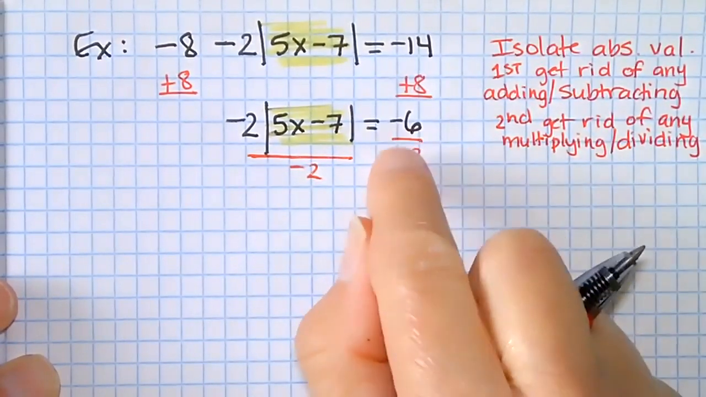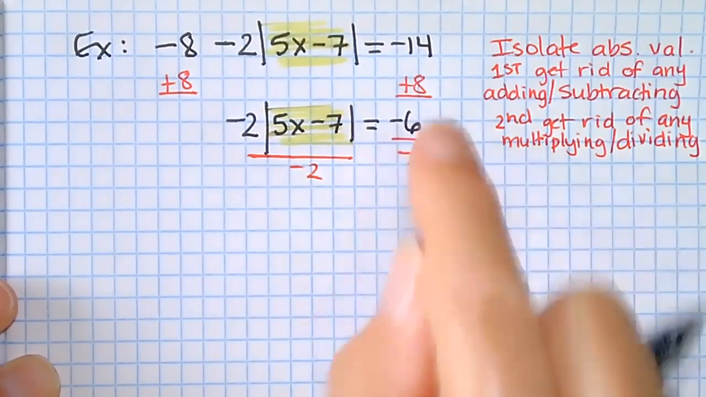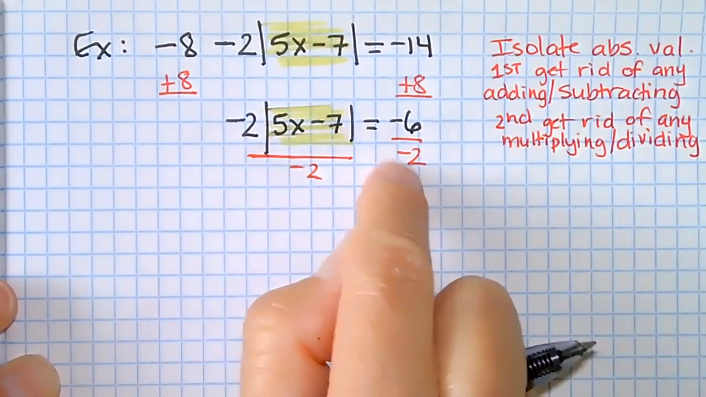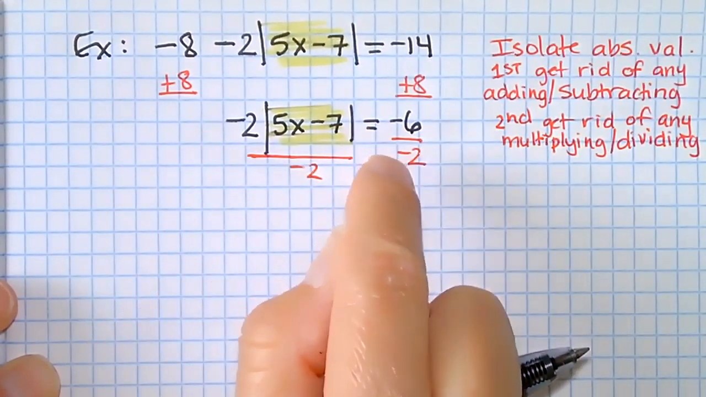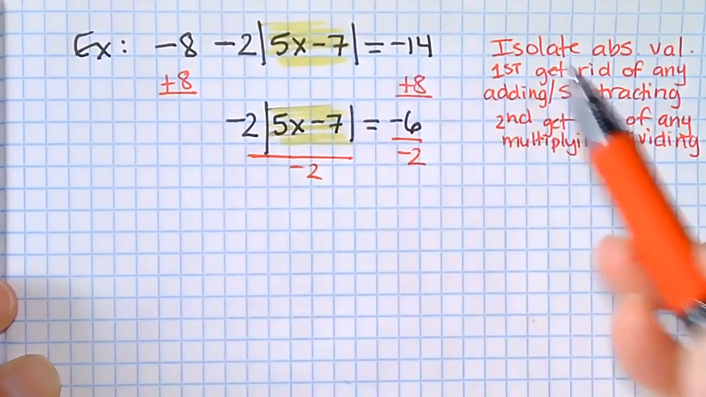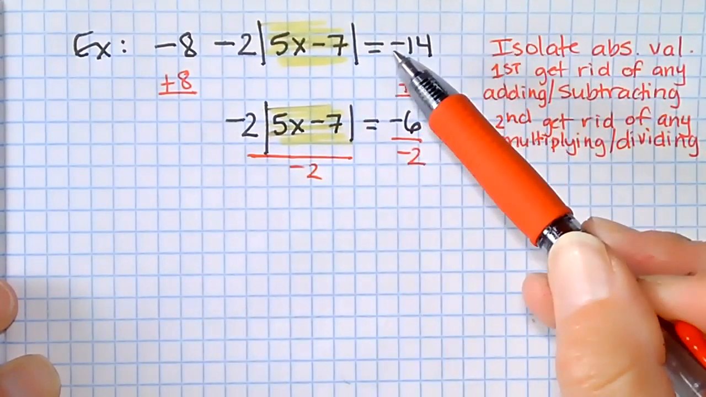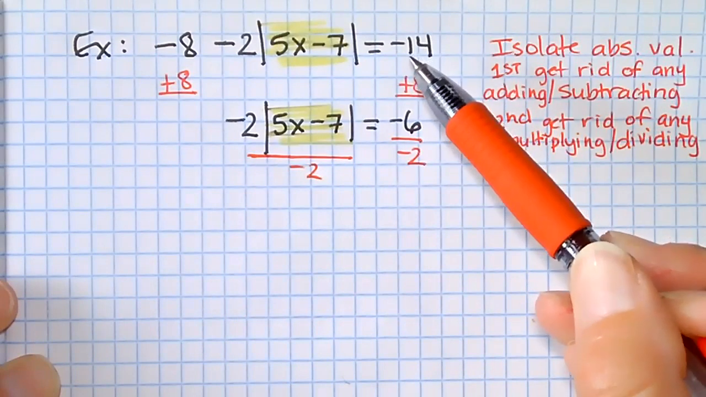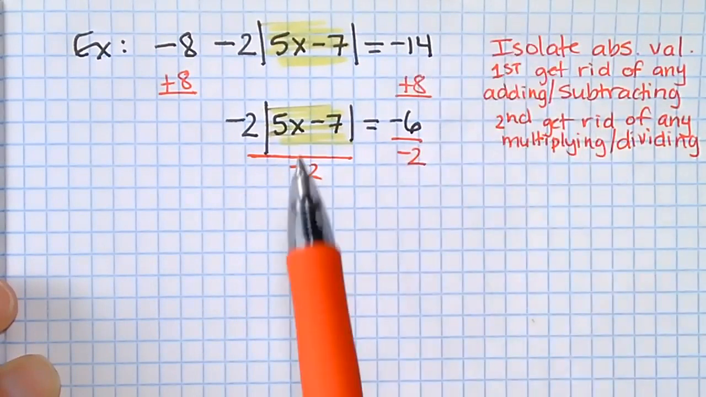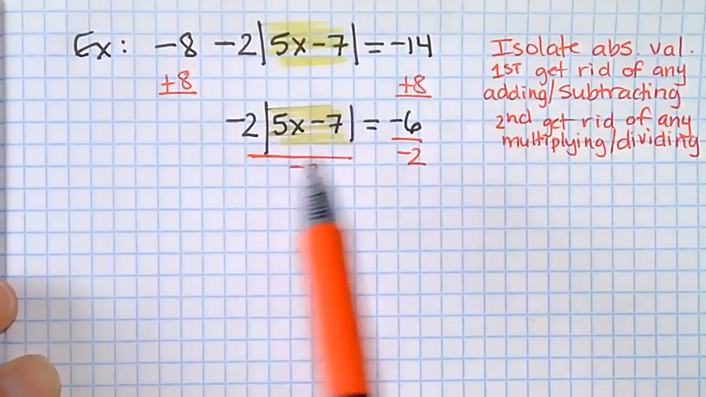So again, at first glance, this is a negative over here, but now that I'm dividing by a negative, a negative divided by a negative is a positive. So don't assume that because you have a negative here it's going to be negative and there's no solution, unless your absolute value is isolated.